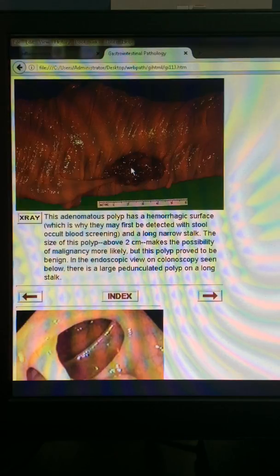This is an adenomatous polyp, showing a hemorrhagic surface. This hemorrhagic surface correlates with the positive stool for occult blood. The bleeding surface of the polyp might lead to iron deficiency anemia if it goes undetected over a long period of time.